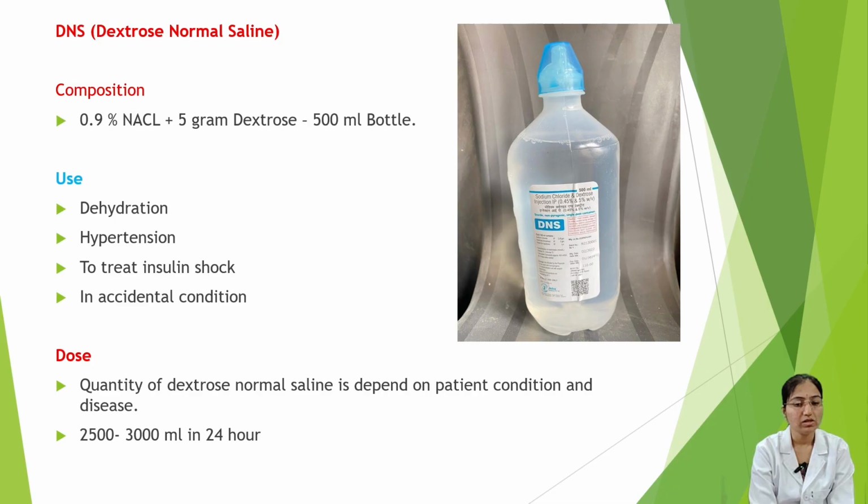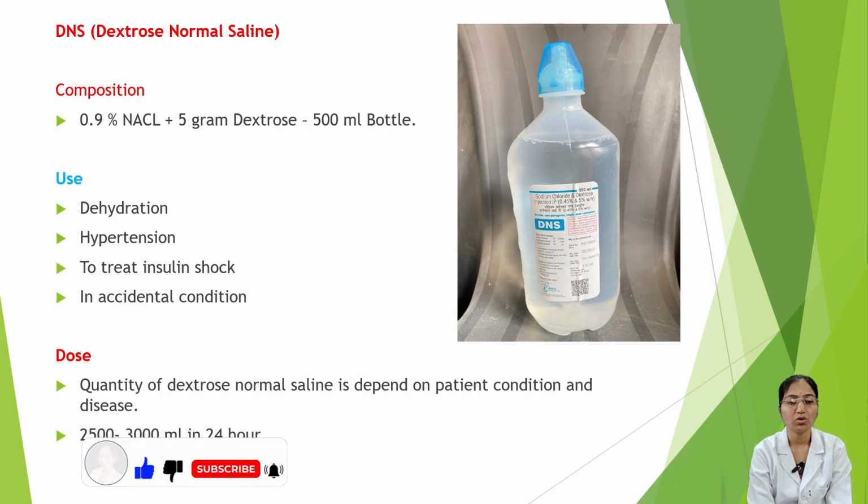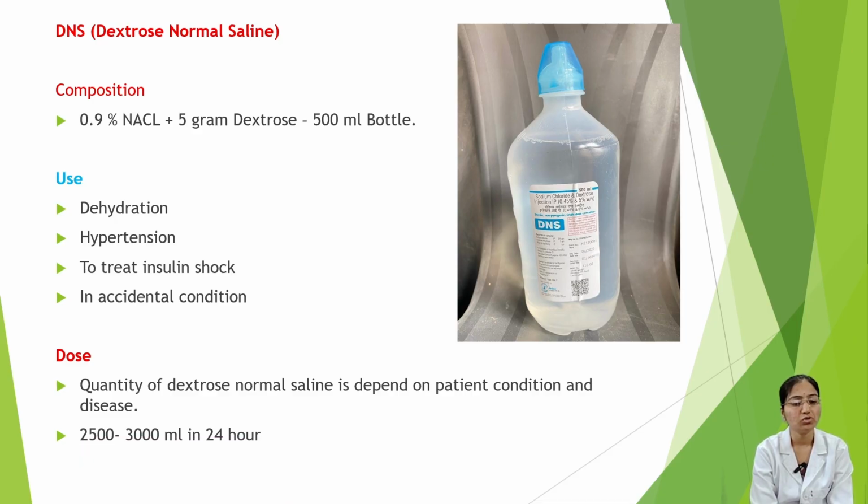Next IV fluid is DNS, dextrose normal saline. Composition: 0.9% NaCl plus 5 gram dextrose, 500 ml bottle. It is used for dehydration, hypertension, and to treat insulin shock in accidental condition. The quantity of dextrose normal saline depends on the patient's condition and disease. Here also, it depends upon the condition of the patient, and the dosage is 2500 to 3000 ml in 24 hours.